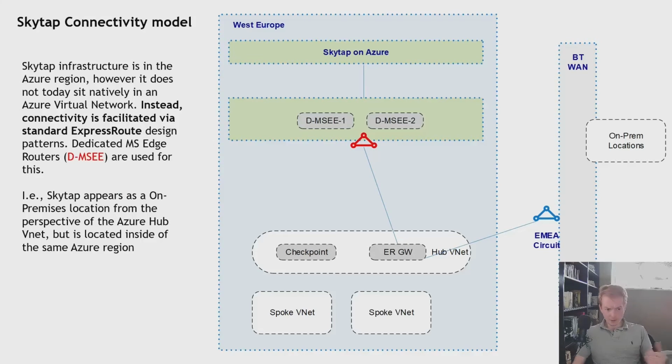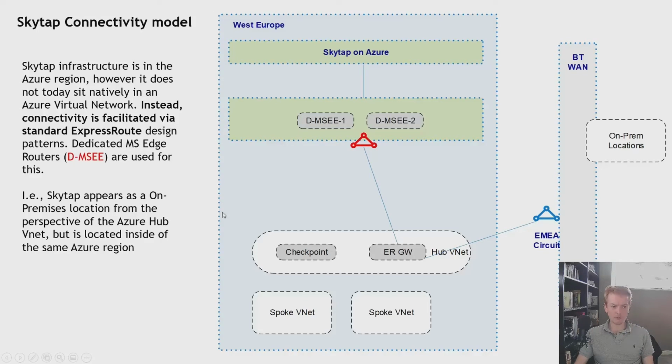Okay, and this is where things differ from that regular VNet model. So here in this diagram, we've got the green boxes at the top, and that represents Skytap on Azure. And down at the bottom here, we've got the customer's existing hub and spoke environment. And as I said, rather than dropping Skytap into a virtual network, what we do is we use ExpressRoute inside of the Azure region to bridge that gap between Skytap and a customer's VNet.